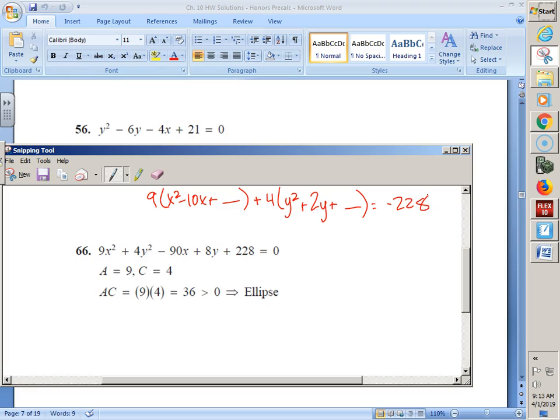Ooh, that's a big number. Let's see if we can counteract it. Well, hold on. Half of 10 is 5. 5 squared is 25. 25 and 9 quarters is 225, right? And then half of 2 is 1, squared is 1, and that's 4. Woo-hoo, that was close. 229 and 228 equals 1.